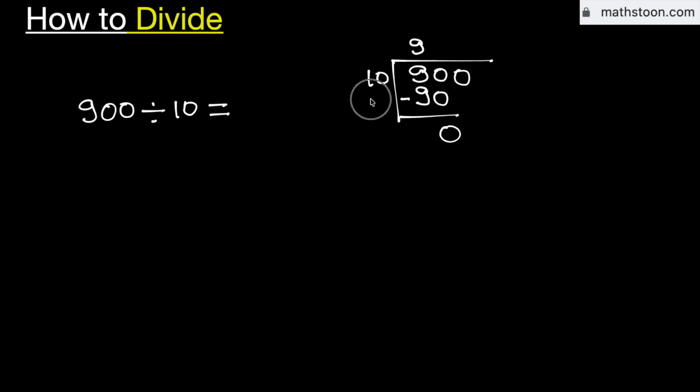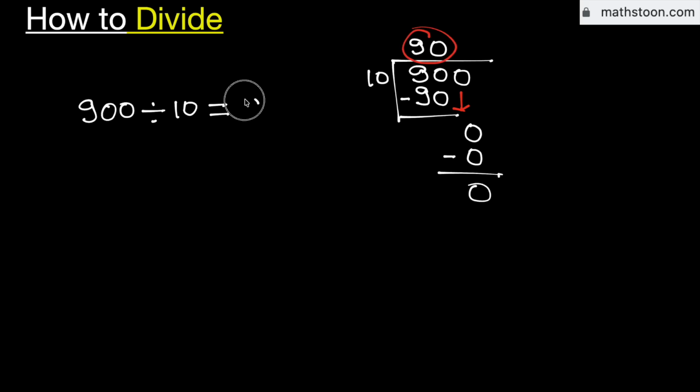Now this 0 is less than 10, so we will bring down this adjacent 0 here. Look, this is the number 0, so we will remove one 0. And we know that 10 times 0 is equal to 0. Subtract, we get 0. As we get the number 0 and we have no number to bring down here, we will stop. Therefore, 900 divided by 10 is equal to 90. And this is our final answer.